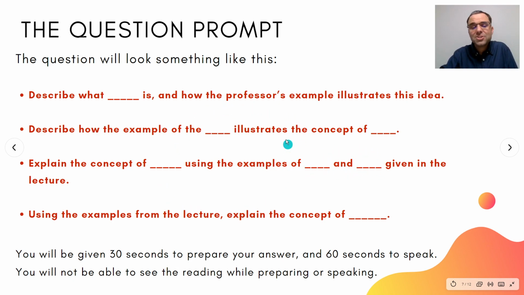No matter what style the question prompt is, however, you're going to answer the question in exactly the same way. And I'll tell you how to do that in just a minute. In any case, you're given 30 seconds to prepare your answer and 1 minute to speak. And you cannot see the reading while you're preparing or speaking. Once the reading goes away, it is gone forever.